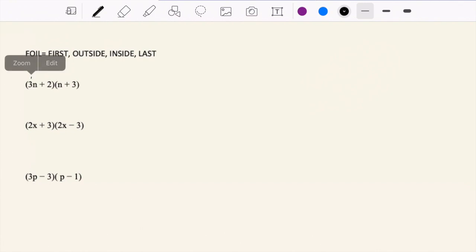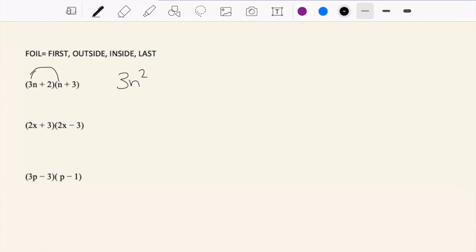So what's the first of this parentheses multiplied by the first in the second parentheses? So 3n times n. Well, that means that we have two n's, so it becomes n squared. So this becomes 3n squared, because n times n would be n squared. So we just write it like that.